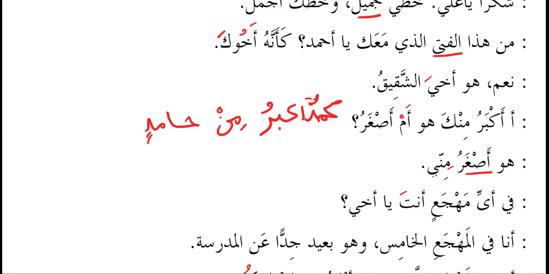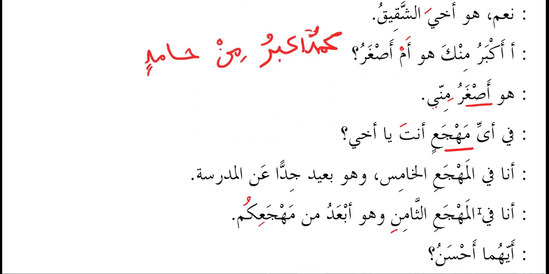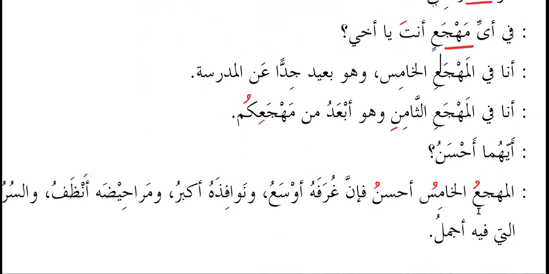Who else is there? Abu Hamza. Then he says, in which dormitory are you, my brother? Those who were in book one know mahja' is like a dormitory where the students live, as the books are based around the lives of the students in the jamia. I'm in the fifth dormitory, and it is very far from the school.